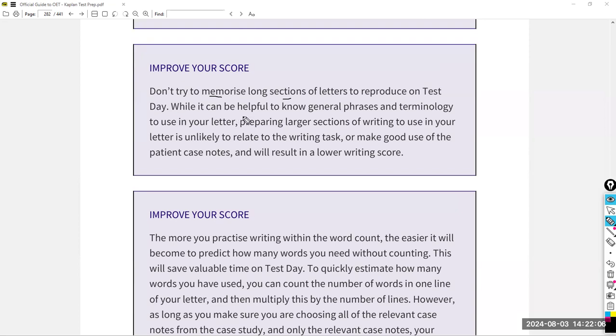So while it can be helpful to know general phrases and terminology to use in your letter, preparing larger sections of writing to use in your letter is unlikely to relate to the writing task or make good use of the patient case notes, and will result in a low score.